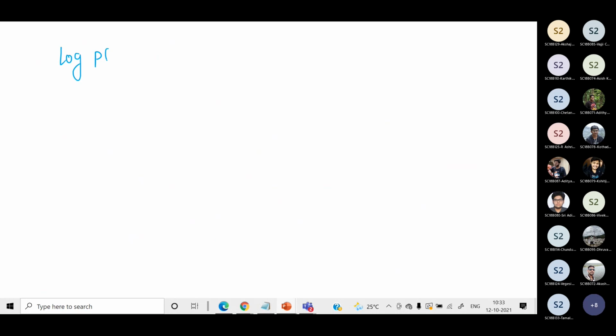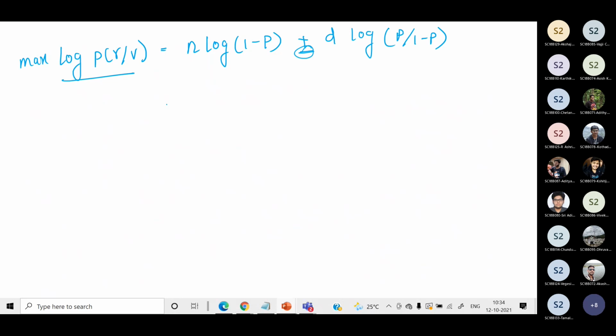So if that is the case, log of P of R given B will be equal to n times log of 1 minus P plus D times log of P by 1 minus P. So this is going to be a negative one. So maximizing this probability is equivalent to what? If I want to maximize this probability, what I have to do? Minimize the negative. Minimize this one.